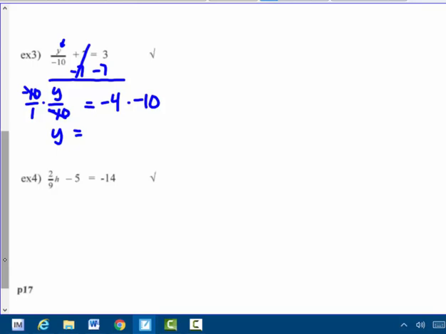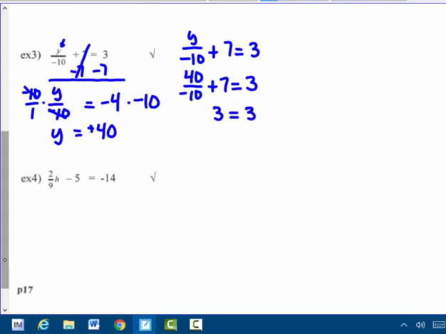So -4 times -10 is positive 40. Don't have to put that positive, but sometimes I like to. Okay, let's check this. y divided by negative 10 plus 7, does it equal 3? Okay, I think it's positive 40 divided by negative 10 plus 7, does it equal 3? Well, 40 divided by negative 10, that's negative 4. Plus 7, well, 7 take away 4, that's 3.